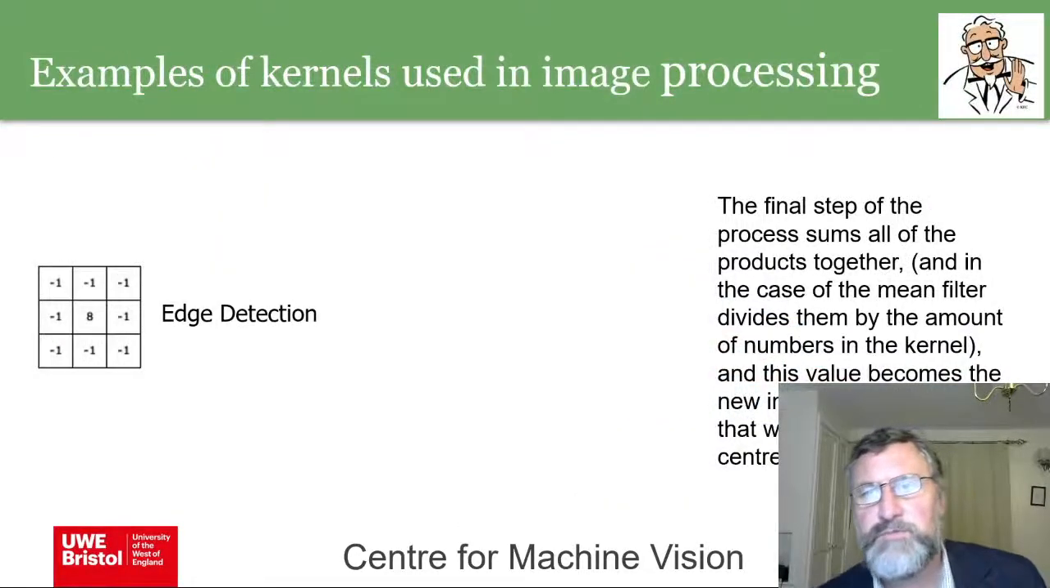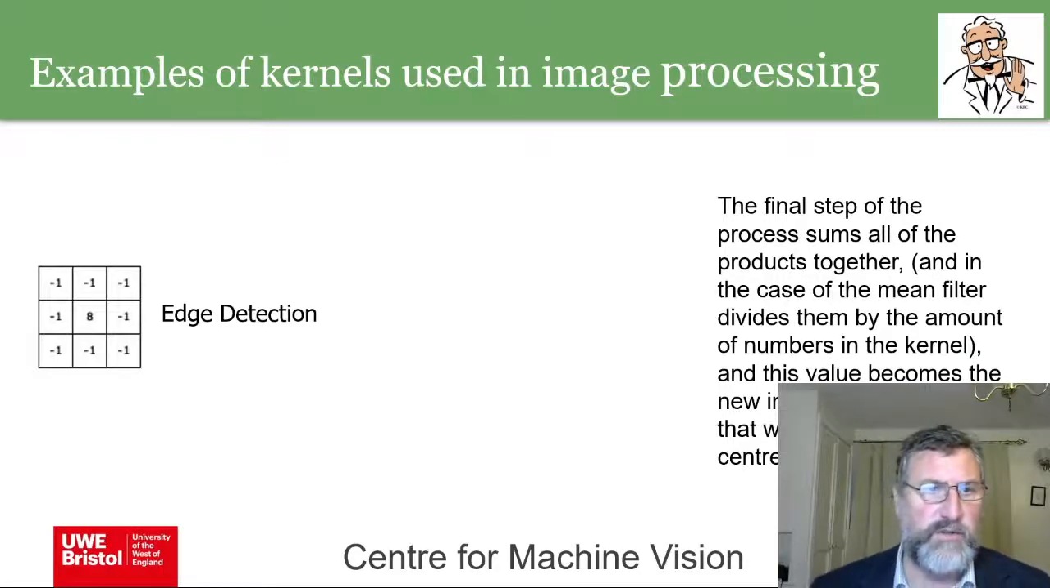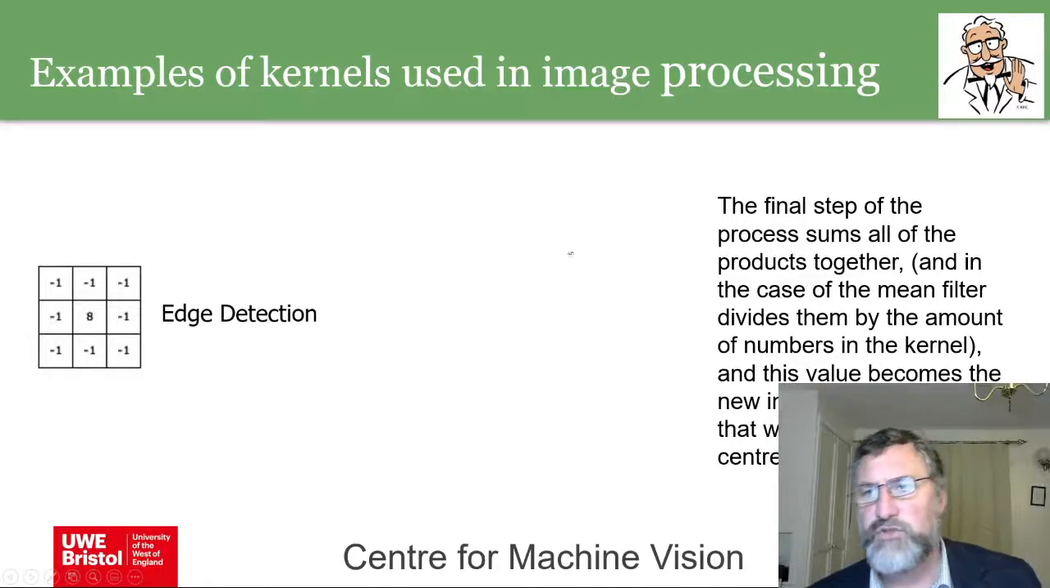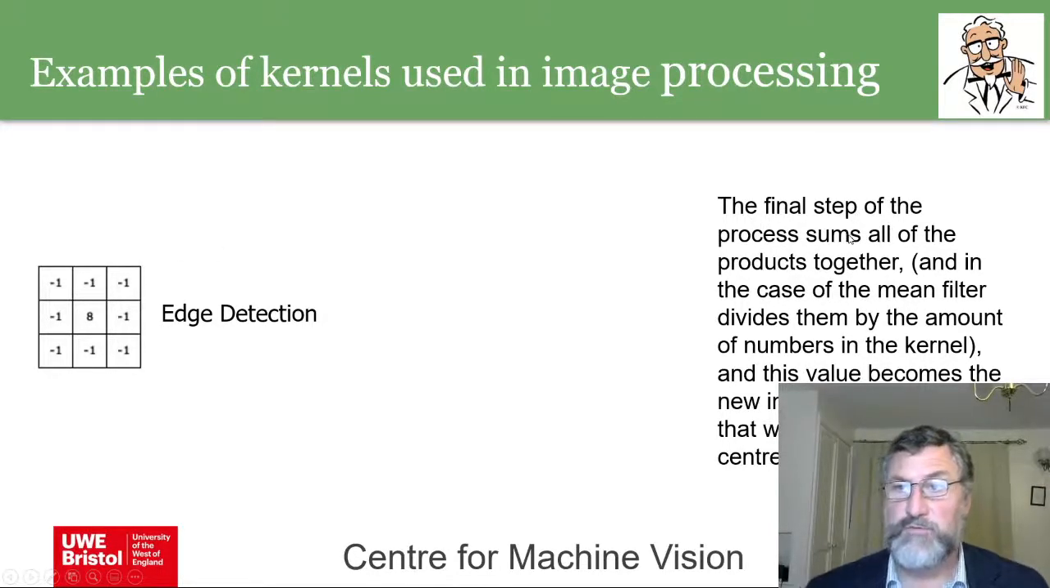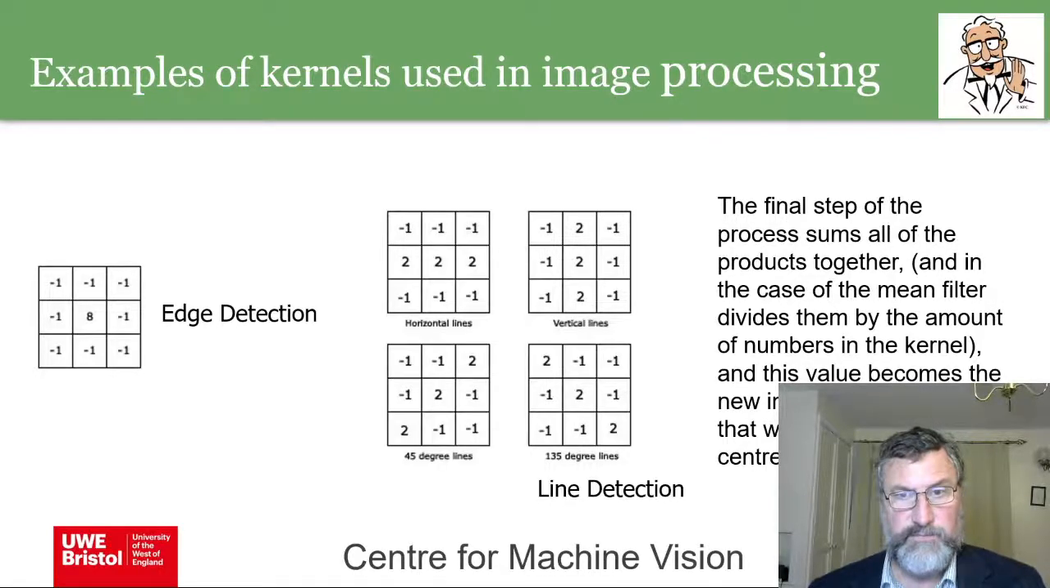Examples of kernels used in image processing, so edge detection. The pattern that you have in the kernel affects what kind of edges you can detect. As it says here, the final step of the process sums all the products together, in the case of the mean filter divided by the number of numbers in the kernel, and this value becomes the new intensity of the pixel directly in the center of the kernel. So there we go. These are different kernels for different types of edge detection.